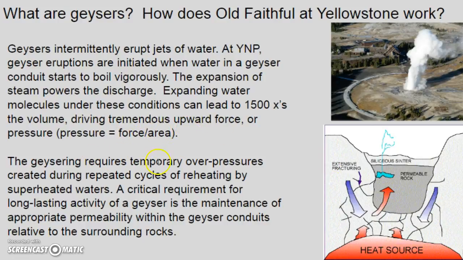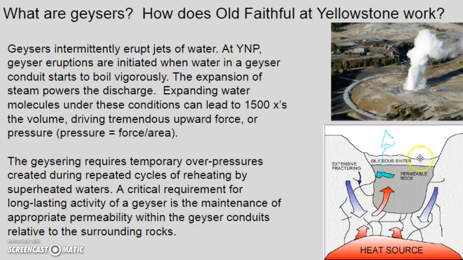So the geyser requires temporary overpressures created during repeated cycles of reheating by superheated waters. A critical requirement for long-lasting activity of geysers is the maintenance of the appropriate permeability within the geyser conduits relative to the surrounding rock. So let's make sense of that in these pictures here.